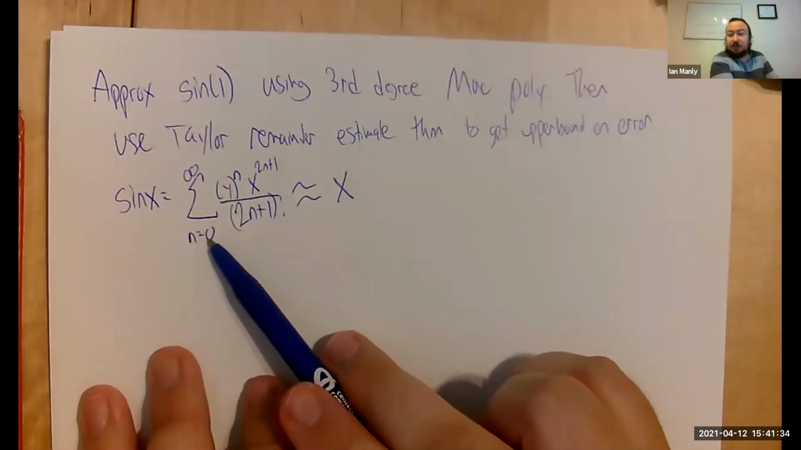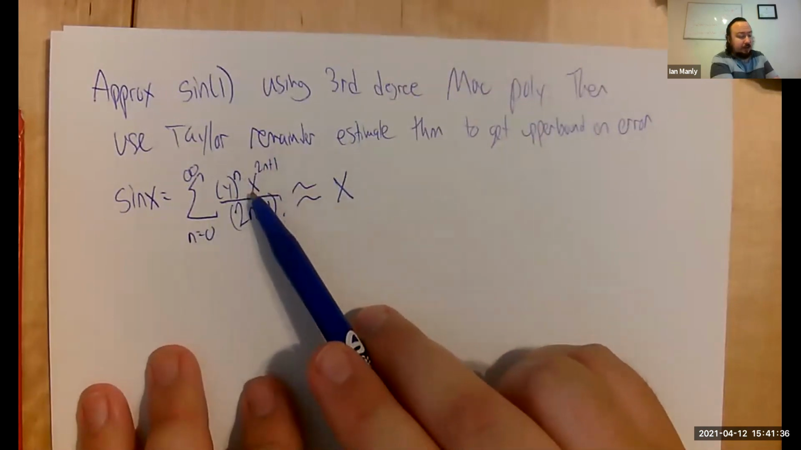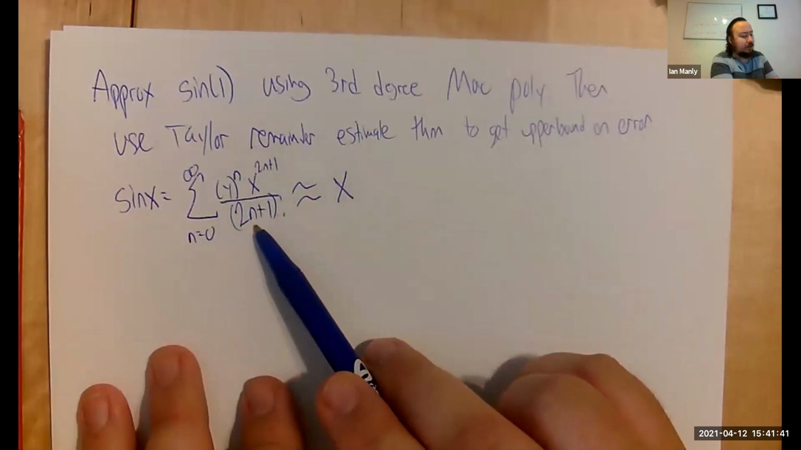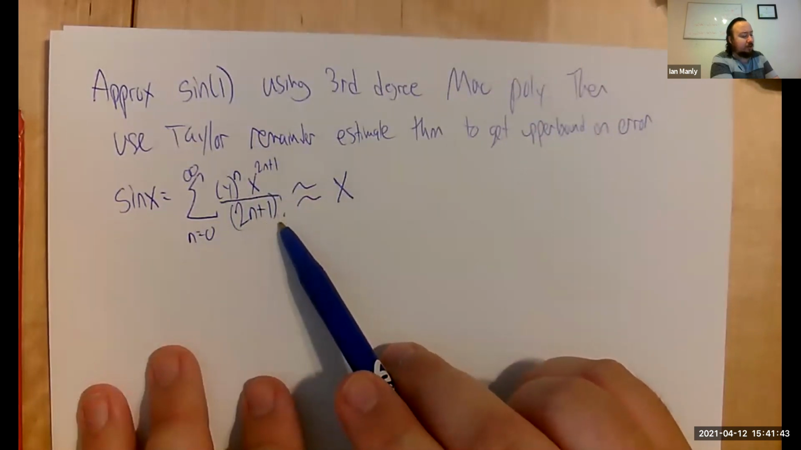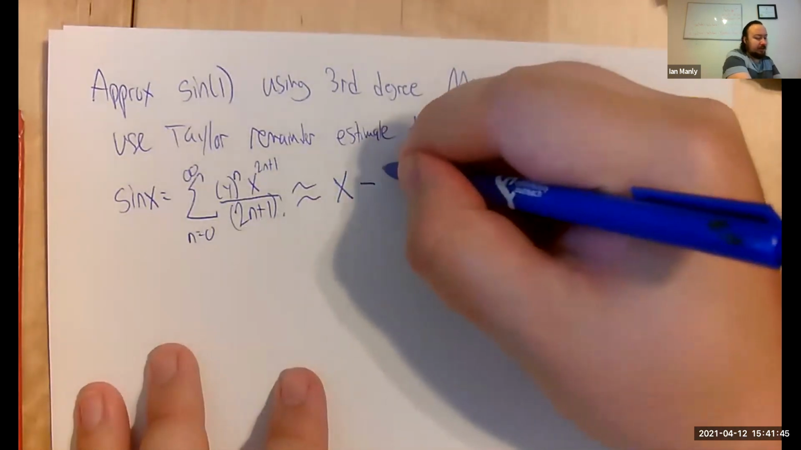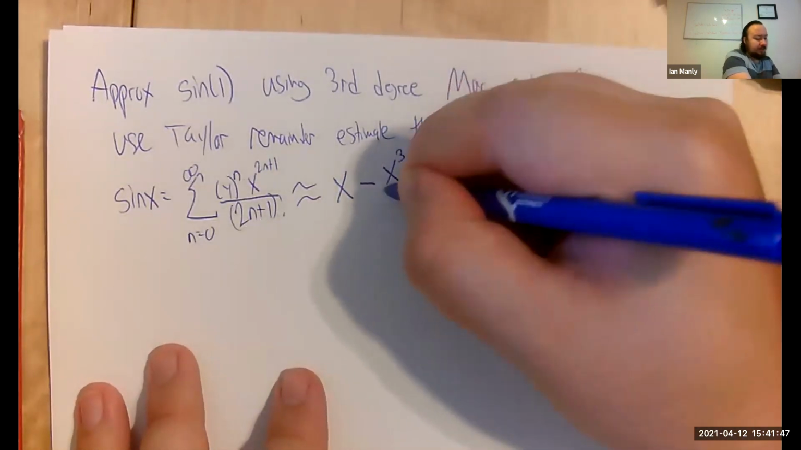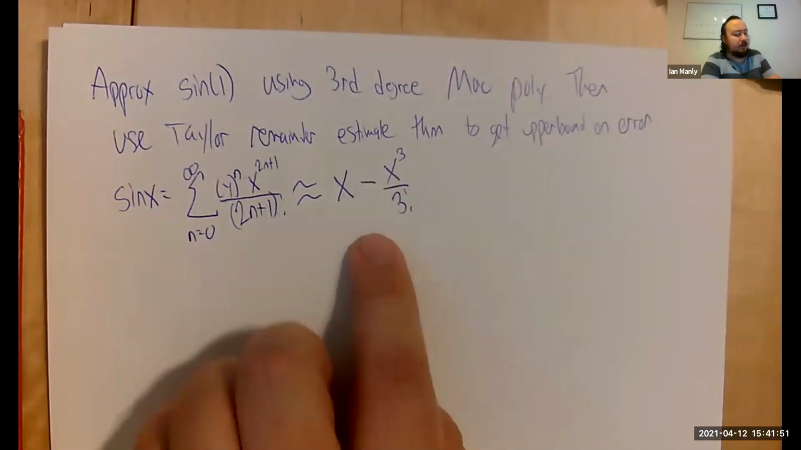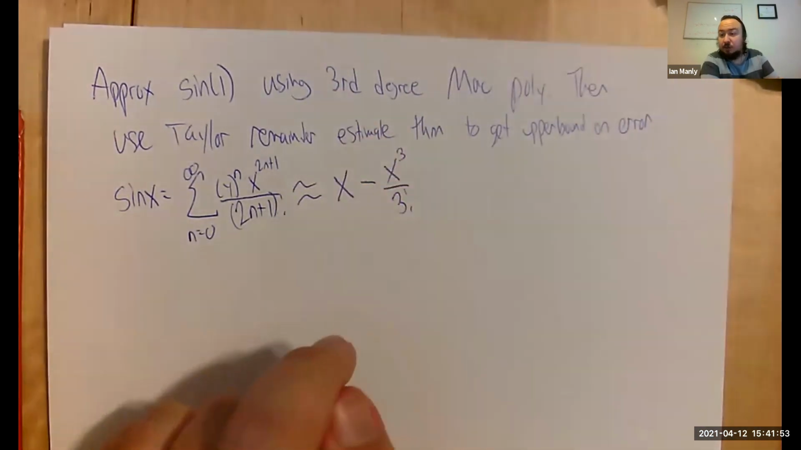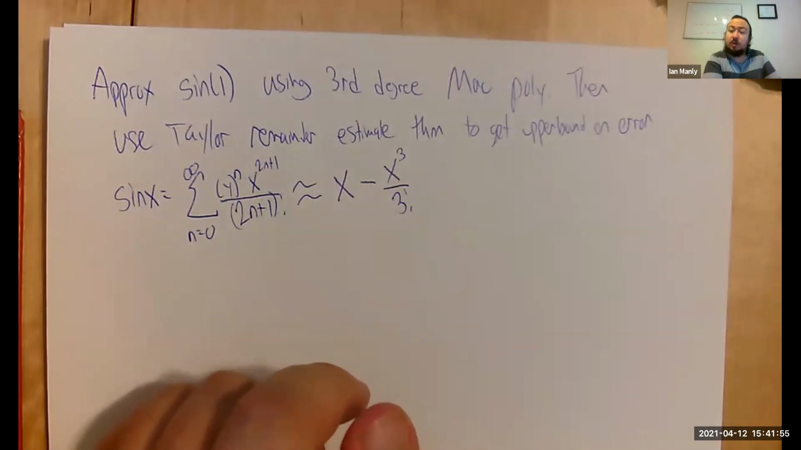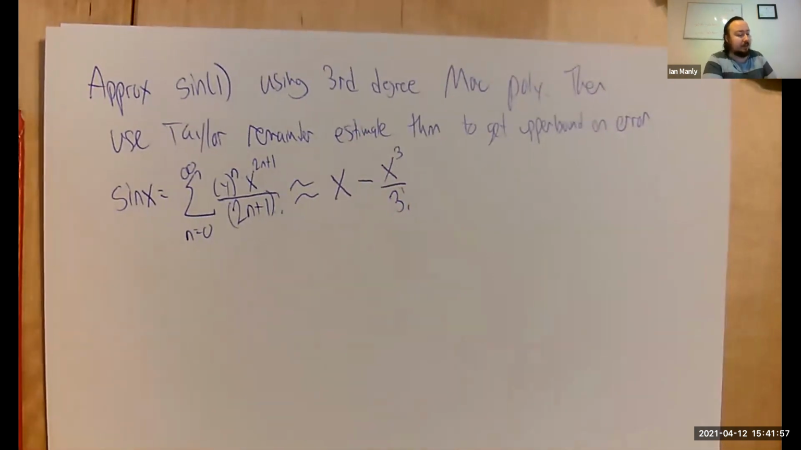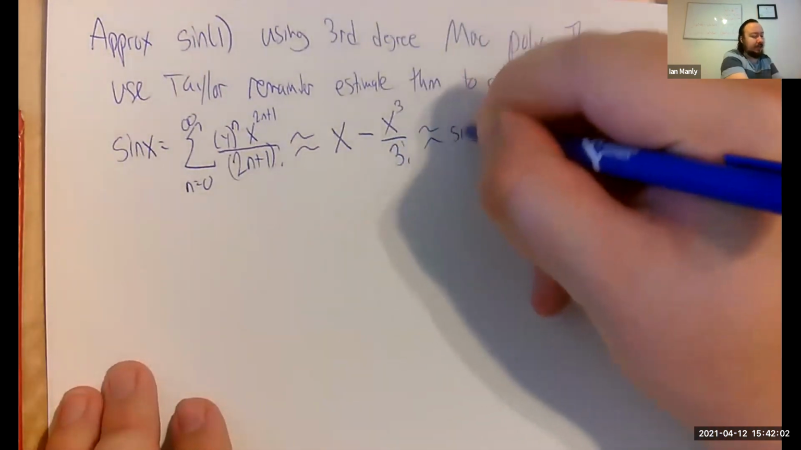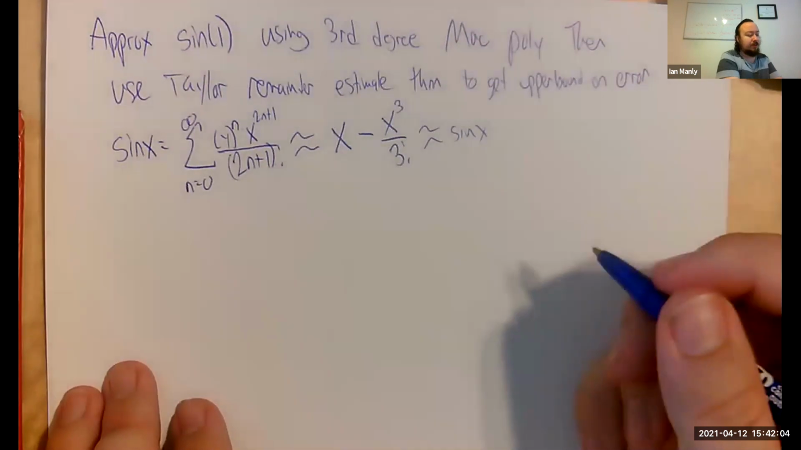Then I plug in my next term, n equals 1. So when I put that in here, I have negative x cubed over 3 factorial. And that's where we're going to stop, because now we have a third degree polynomial that we're going to approximate sine with. All right, so sine of x is approximately equal to x minus x cubed over 3 factorial.